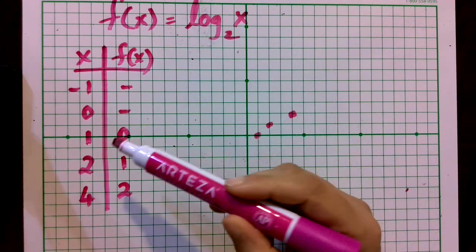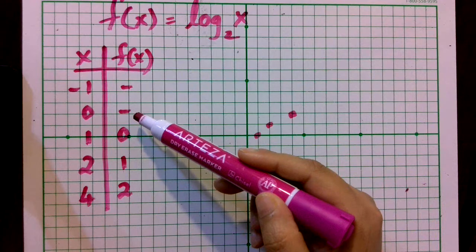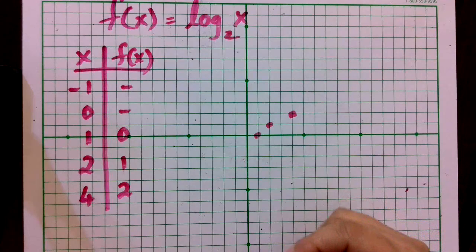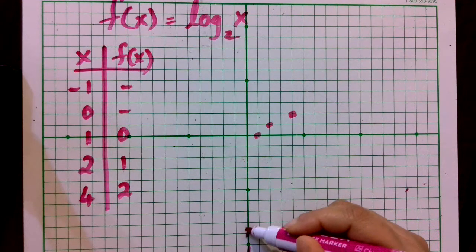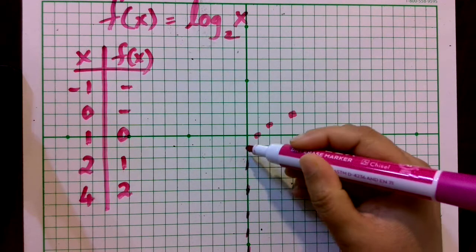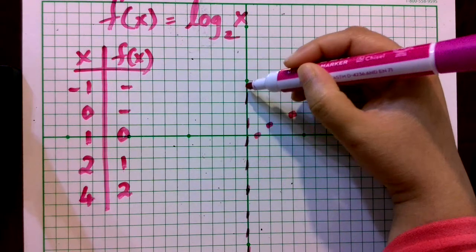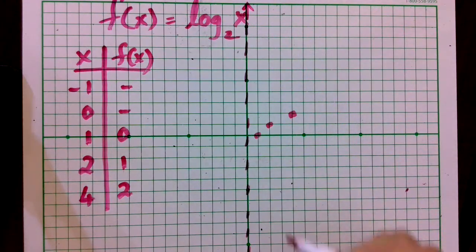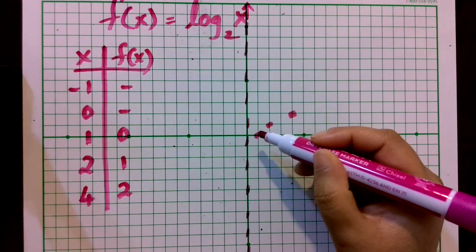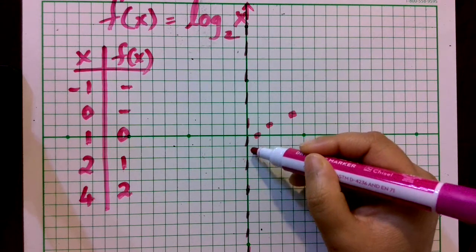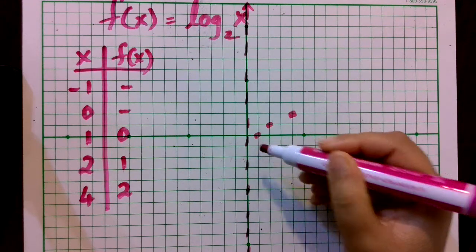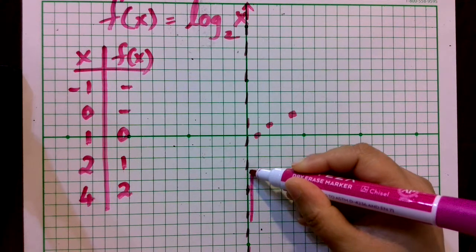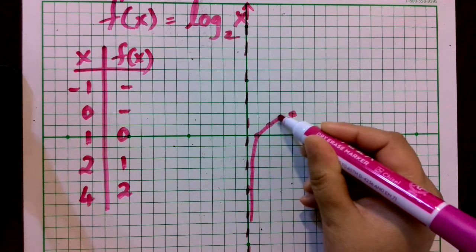Now, when we tried 0, we got an undefined value. That means there should be an asymptote right there. On the y-axis for this graph, you'll have an asymptote. Means you have a line to which the graph comes closer and closer but never touches. Okay, here is our asymptote. Let's go ahead and join these points and get our graph.